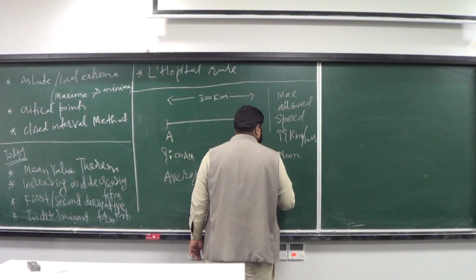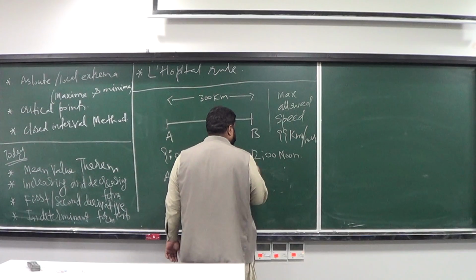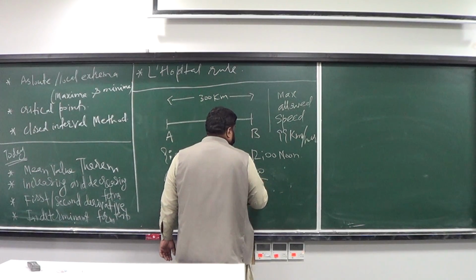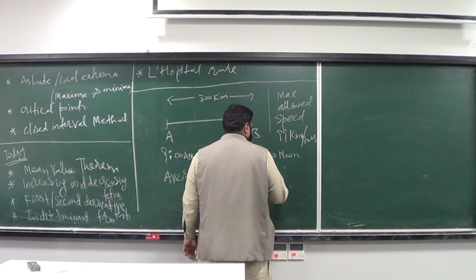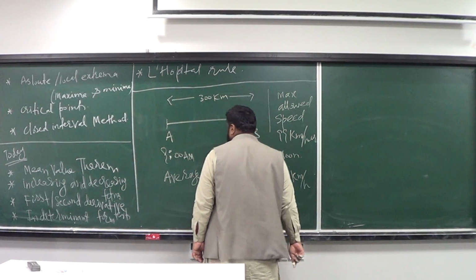Kilometers in 300 kilometers in 3 hours. So my average speed is going to be 300 by 3, which is equal to 100 kilometers per hour actually.